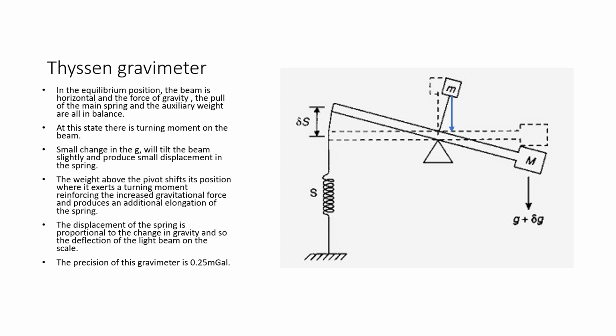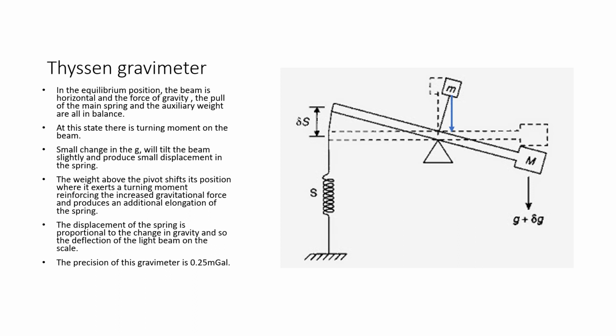So there is deflection in the light beam of that mirror, and this deflection is also proportional to the small changes in the value of gravity. The precision of this gravimeter is 0.25 milligal. So we have seen here the instabilities introduced because of the auxiliary mass.